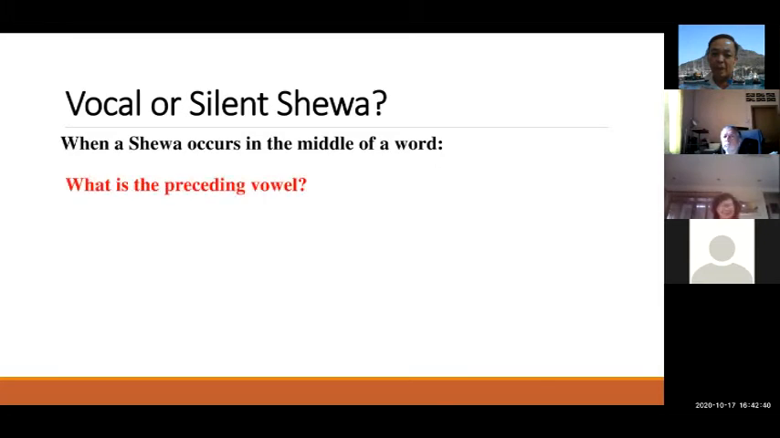Vocal or silent schwa. If the preceding vowel is a long vowel, like for example a sere or kamats, these are long vowels, then the next syllable, where the schwa is, is called a vocal schwa.